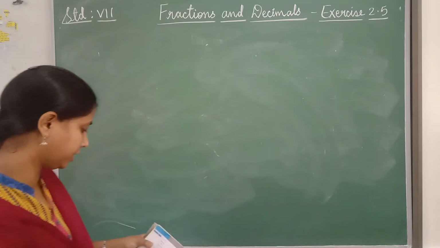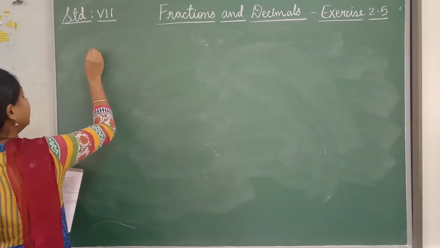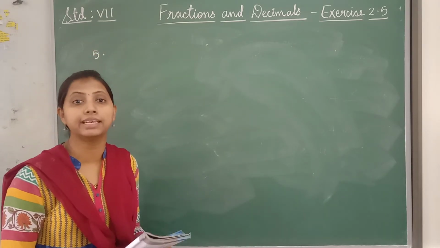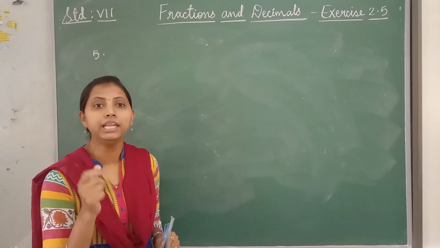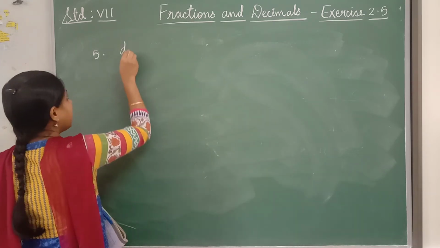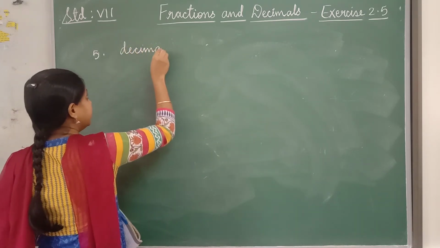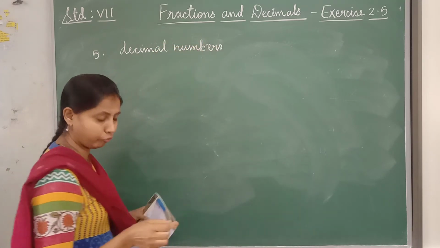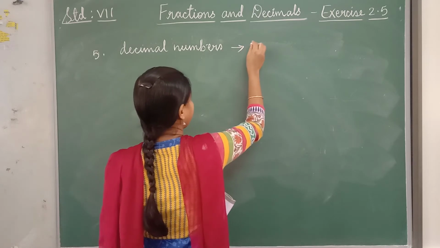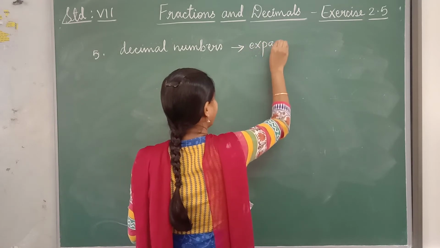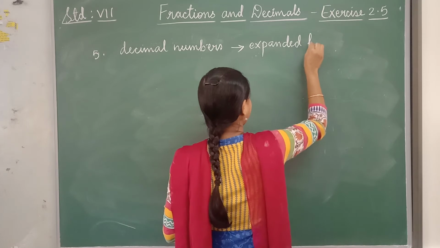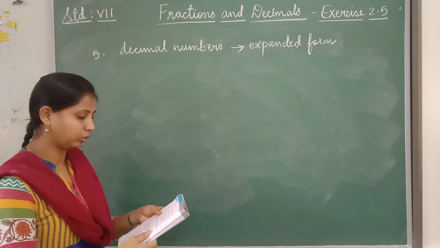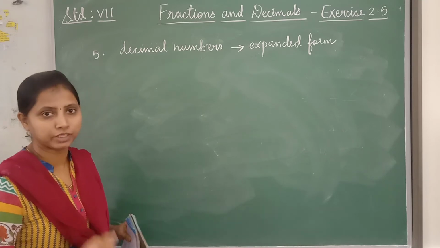So the fifth question is, write the following decimal numbers in expanded form. You have to write the decimal numbers in expanded form. Yes, so in the previous classes you have learned, children, how to write the expanded form of decimal numbers. Okay, so you have done the place value chart. Now you have to use it to write the expanded form.